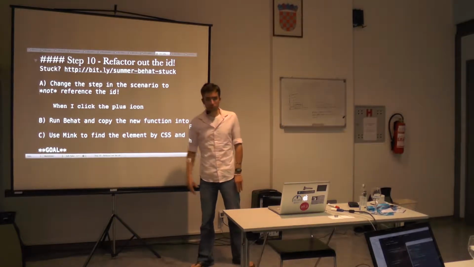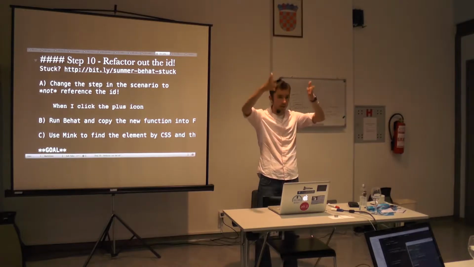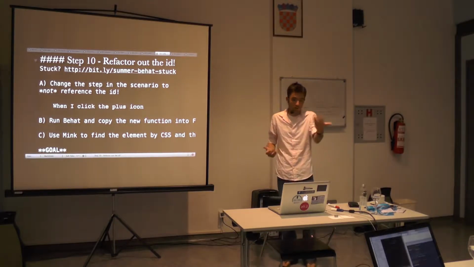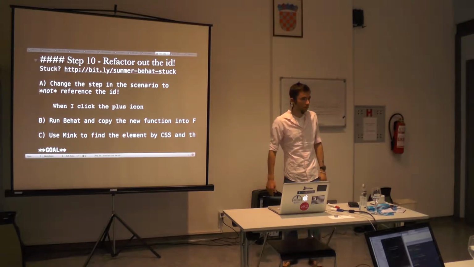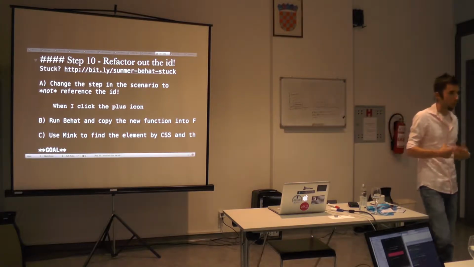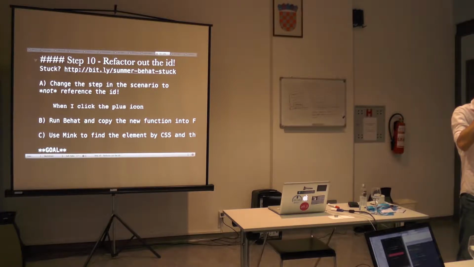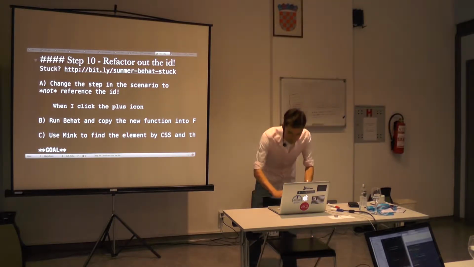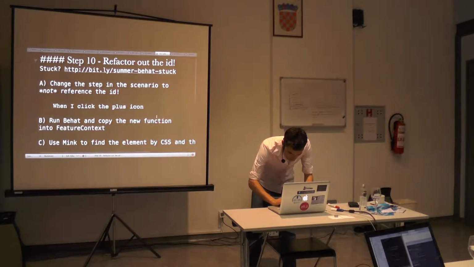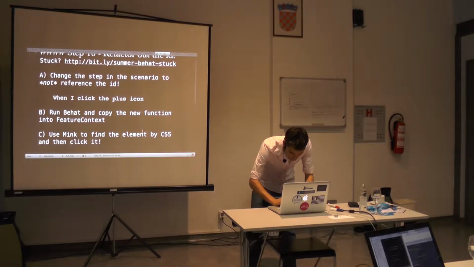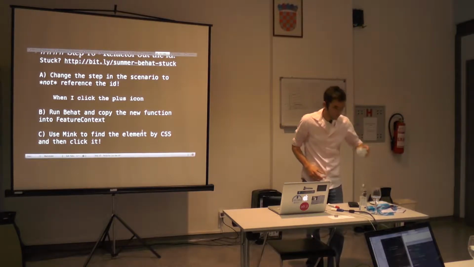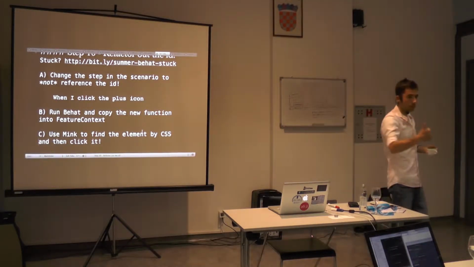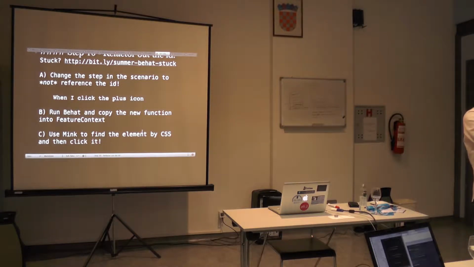So in this case, instead of saying when I click and then using the ID, just say, well, when I click the plus icon. And that text is not important. I just invented that because it sounds natural to me. So you could use a different sentence structure if you want to here, because we are going to run Behat and implement this manually. So go ahead and add that, run Behat, copy the function into feature context.